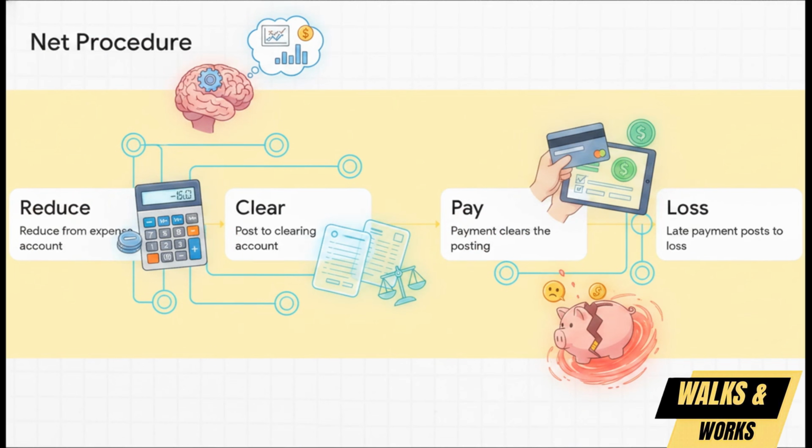Let's actually track how the net procedure mechanically routes that money step by step. When you post a vendor invoice using the net procedure, the system anticipates the discount right out of the gate. Step 1. It immediately reduces the cash discount amount from your expense account. Step 2. It parks that exact amount in a cash discount clearing account to balance the books. Step 3. When you actually pay the invoice, it clears that posting.